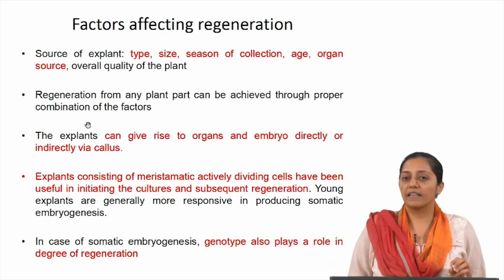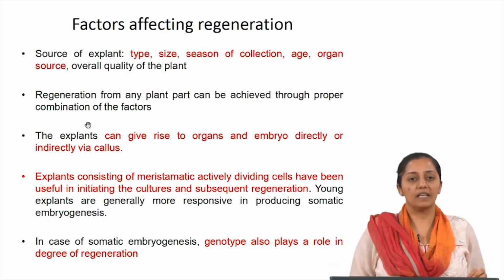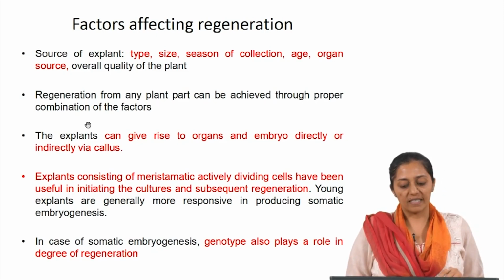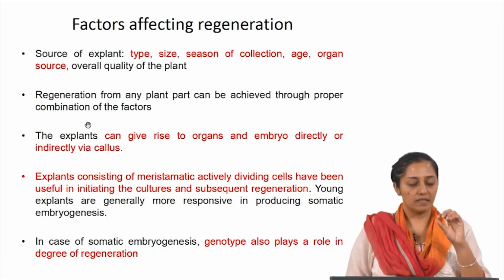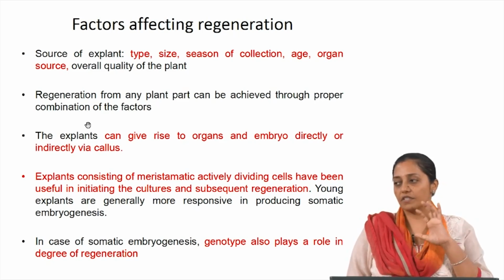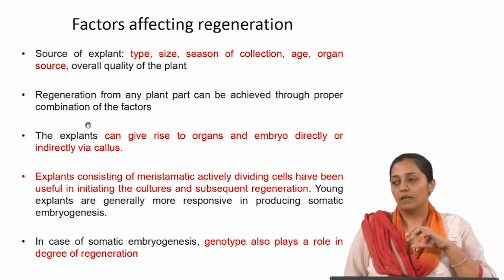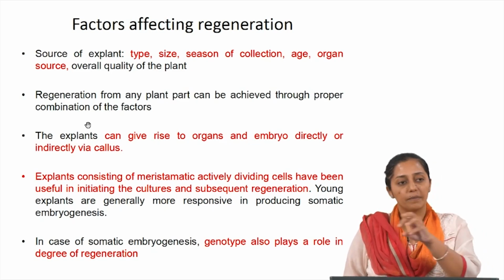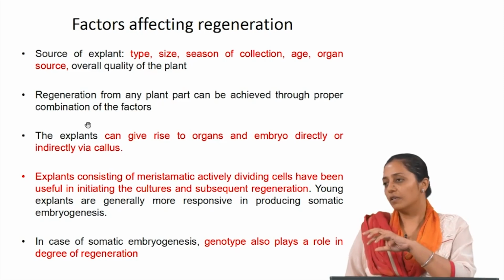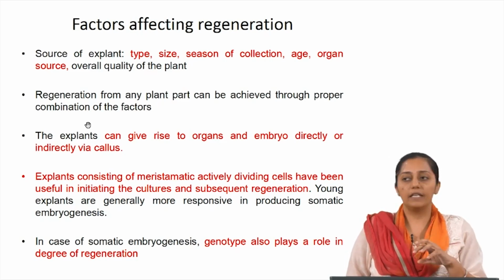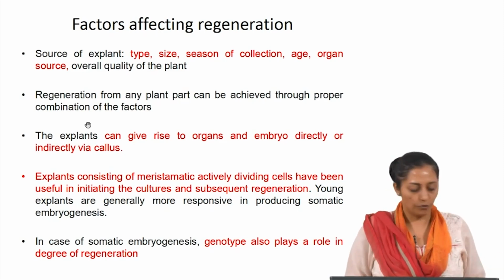The explants can give rise to organs and embryos directly or indirectly via callus. So as I said, there may be a single cell which is determined to undergo cytodifferentiation and organogenesis. As it divides, there are multiple meristematic centers around that region. These meristematic centers undergo reprogramming and lead to your shoot or root primordium formation.